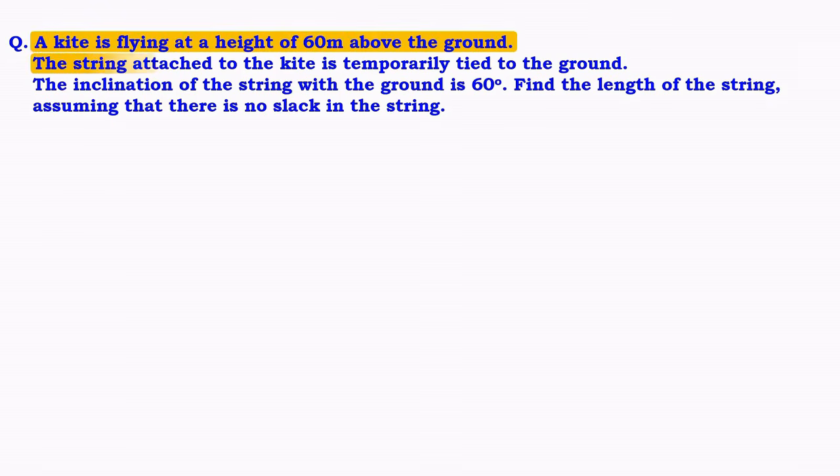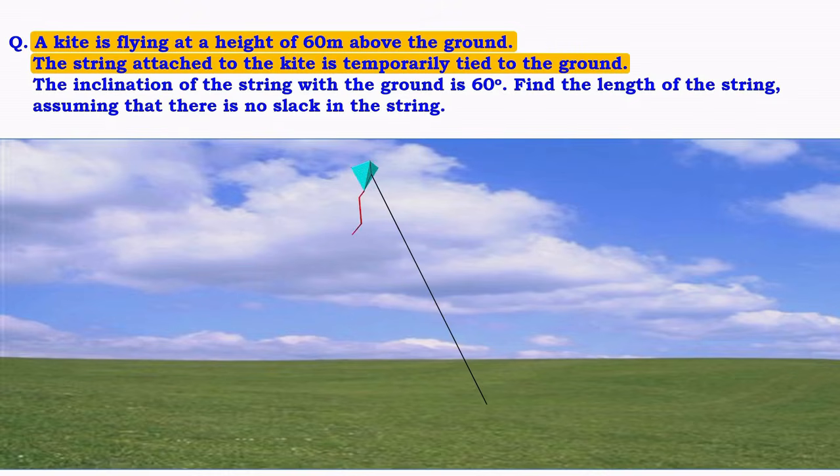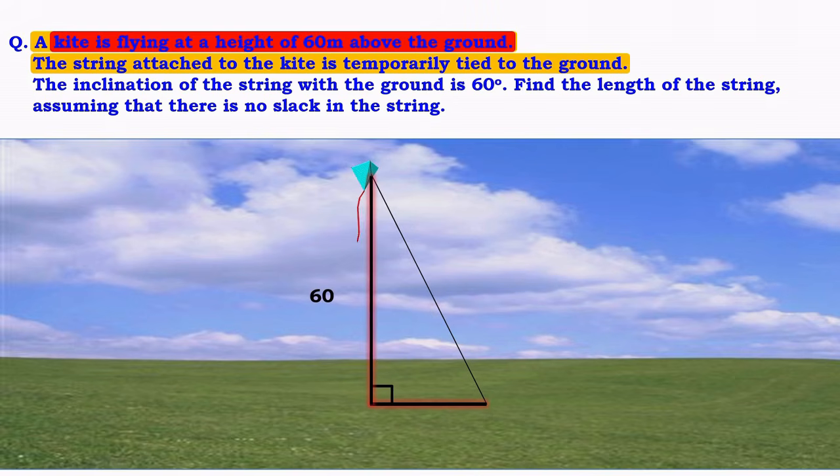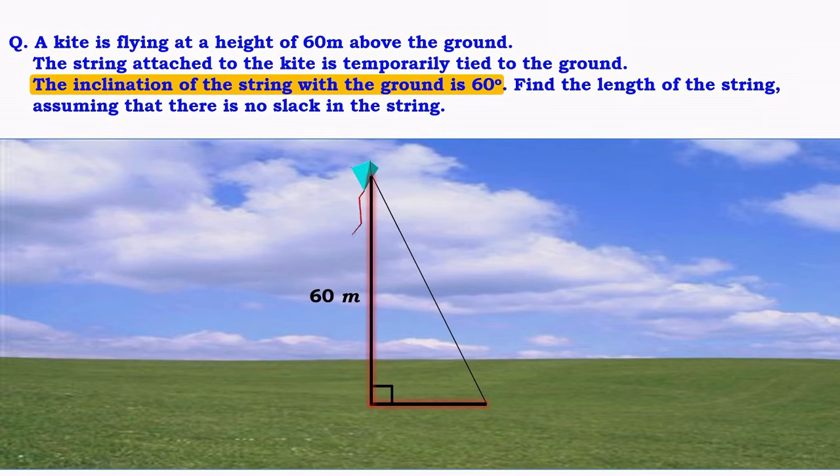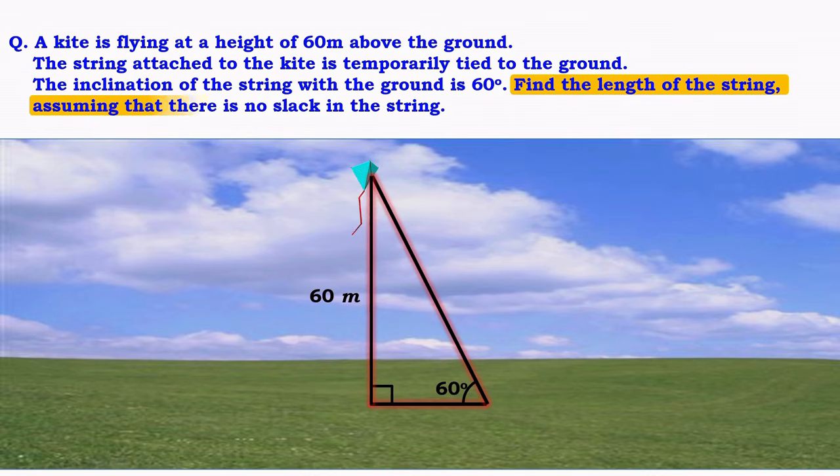Now, let's understand the question and solve it step by step. The kite is at point A, and its height above the ground is 60 meters. So, the vertical height, AB, is 60 meters. The string is represented by AC. Since there is no slack in the string, AC gives us the actual length of the string. Now we will solve this next.